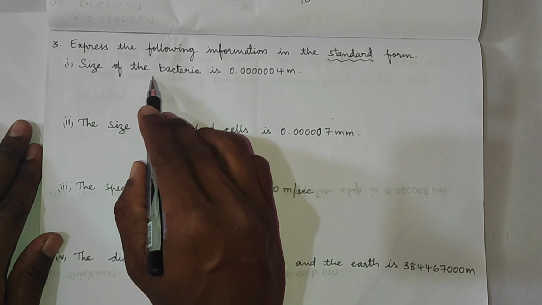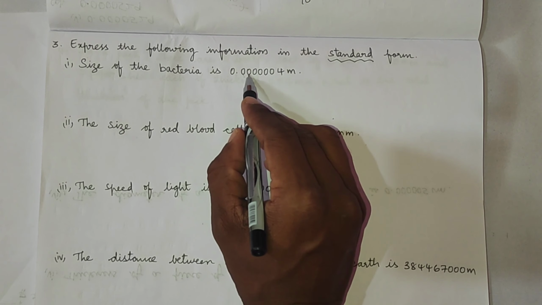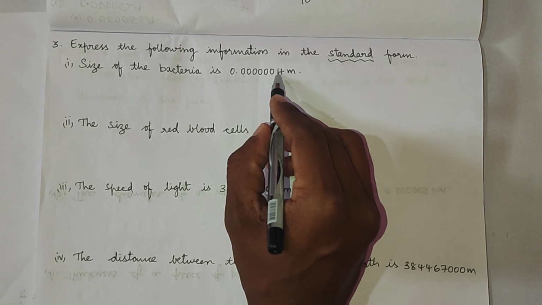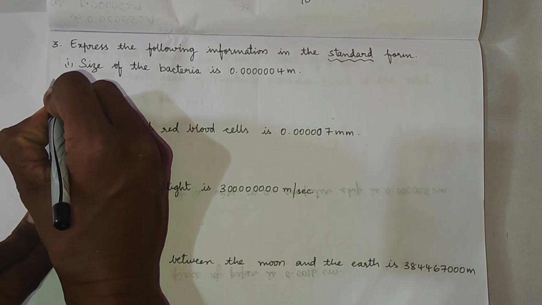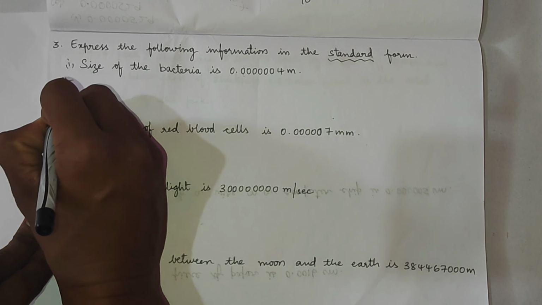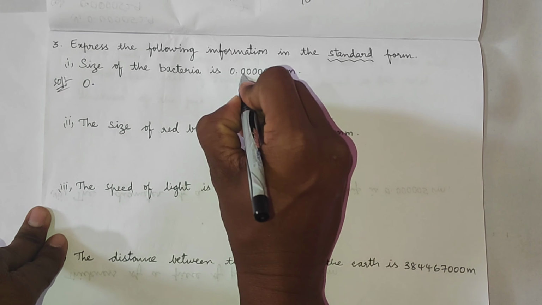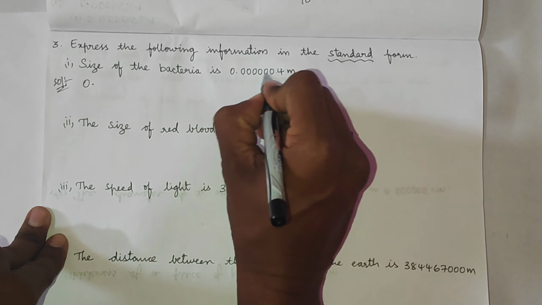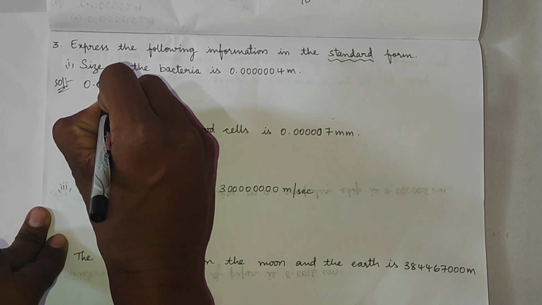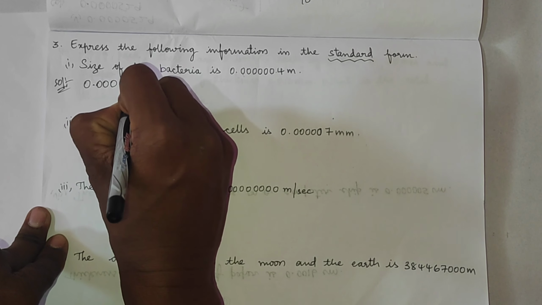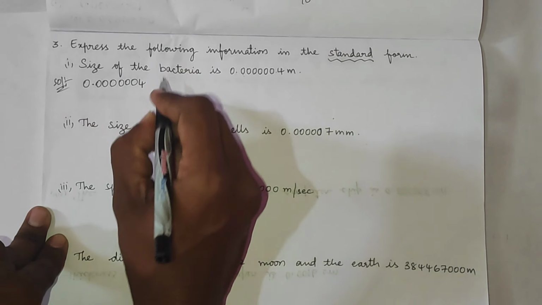The size of a bacteria is 0.000004 meters. So first we'll write what is given. The size of bacteria is given as 0. How many zeros here? 1, 2, 3, 4, 5, 6, and given 4 meters.